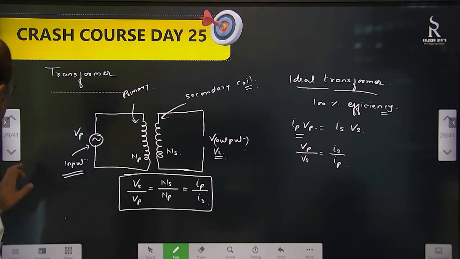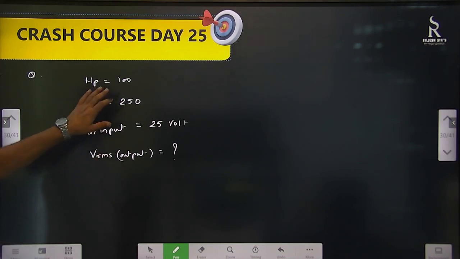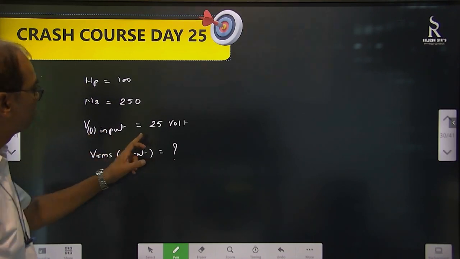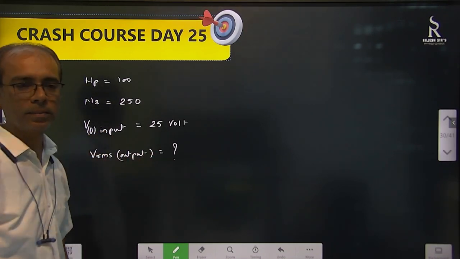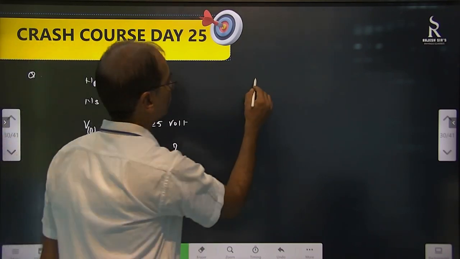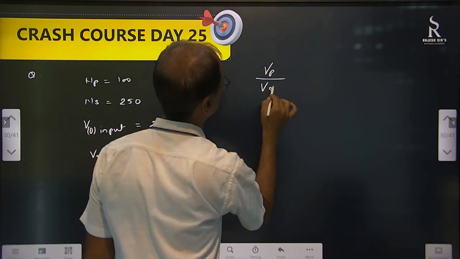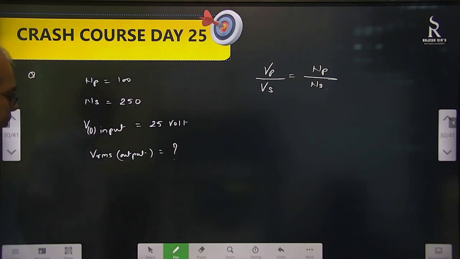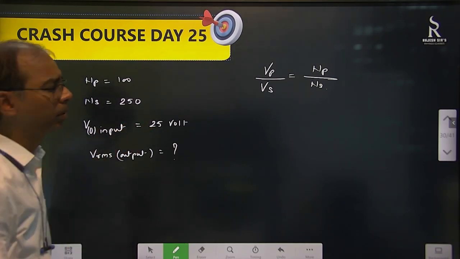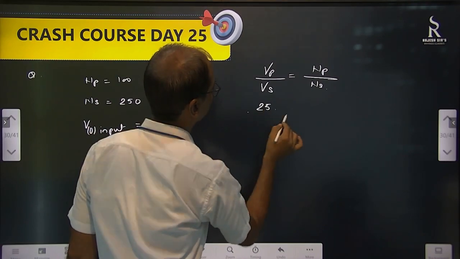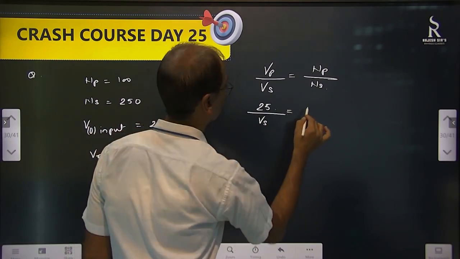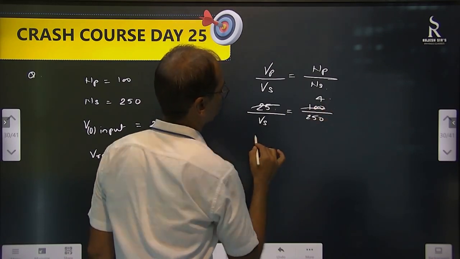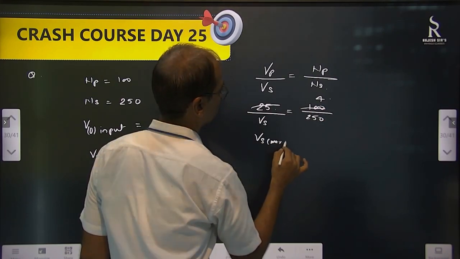Let's do one question also. Np is 100, Ns is 250, V naught input is 25 volts, and V RMS output is asked. We know the relation: Vp by Vs equals Np by Ns. Vp is given as 25 volt, it's maximum. So 25 by Vs equals 100 by 250. So this is 4. So Vs, that's maximum, is 250 by 4.